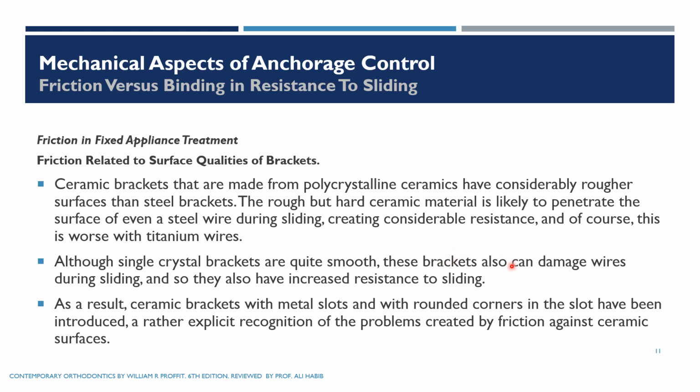The other type, the monocrystalline or single crystal brackets, were claimed at the beginning to have better qualities than polycrystalline ceramic brackets, but it was found that although they have quite similar or smoother surfaces than the polycrystalline one, they still have similar friction, maybe less, but they create damage to the wire during sliding. Recently, new brackets with a metal inset or metal slot, so the slot inside the bracket is made of metal, were introduced, which also have rounded corners to reduce binding and notching during tooth movement, and they claim to have better qualities than the polycrystalline ceramic brackets without metal slots or even the single crystal brackets.